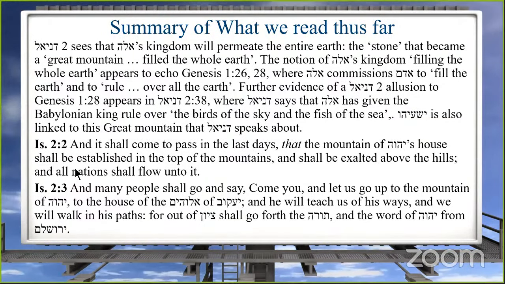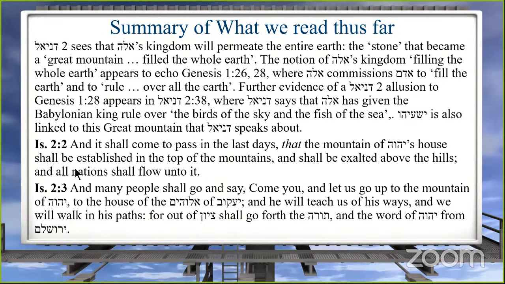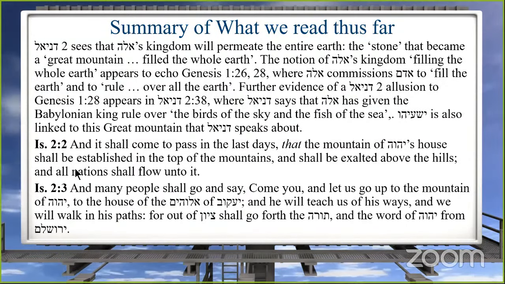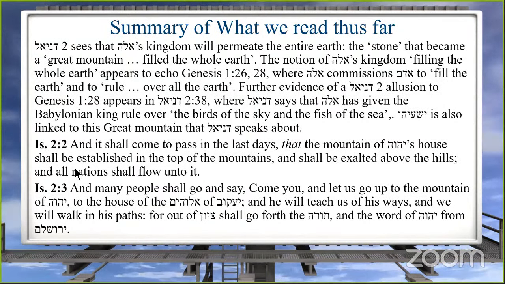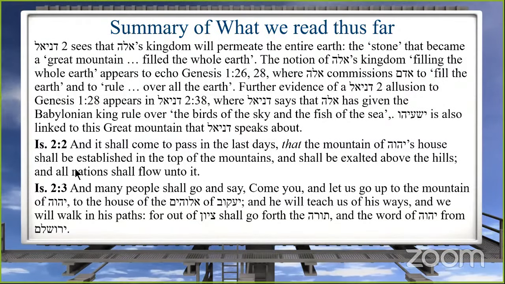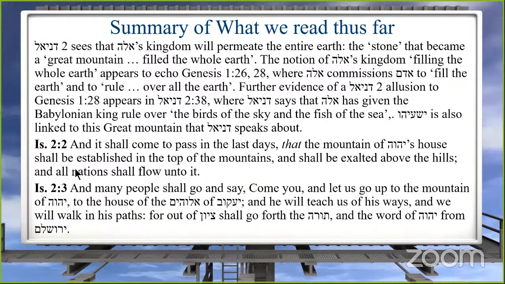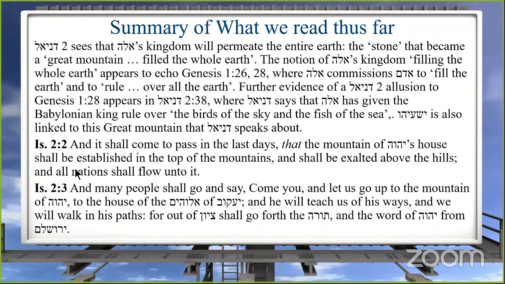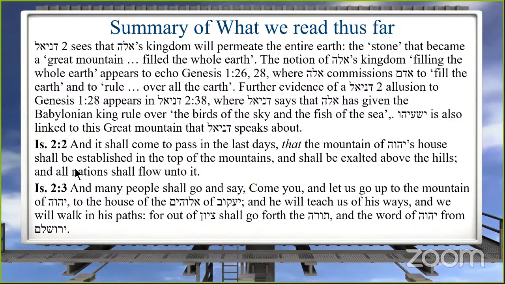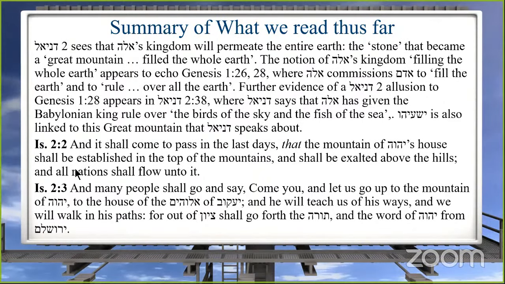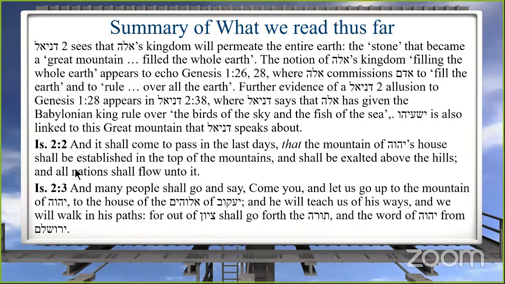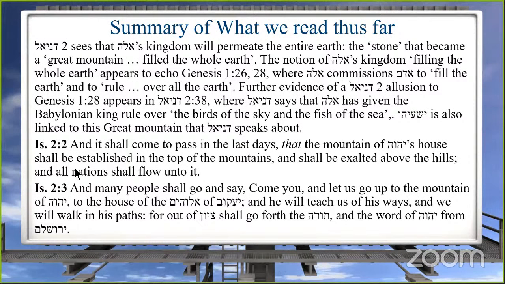Further evidence in Daniel chapter 2, allusions to Genesis 1:28, appears in Daniel 2:38. That's why we put that in there, where Daniel says that Allah has given the Babylonian king rule over the birds of the sky and the fish of the sea. Yeshayahu also links this to the great mountain that Daniel speaks about. And we've already read before, but I just put it on here again about what's going to happen in the latter days. We already read Isaiah 2 and 3, but we'll read it again, no problem.